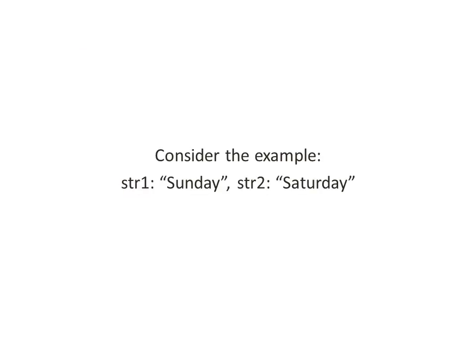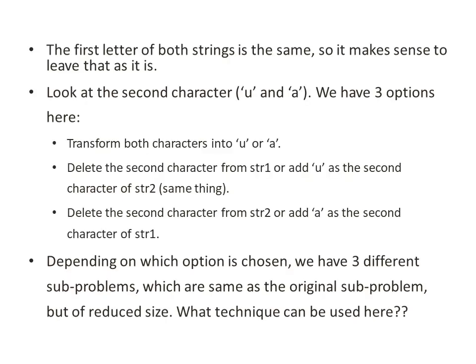So let's think about how to solve the problem. Consider the example of two strings, Sunday and Saturday. So how do we go about solving this problem? The first letter of both strings is the same, so it just makes sense to leave that as it is and not to tamper with that. Then let's move on to the second character. The second characters are U and A, so obviously they are different.